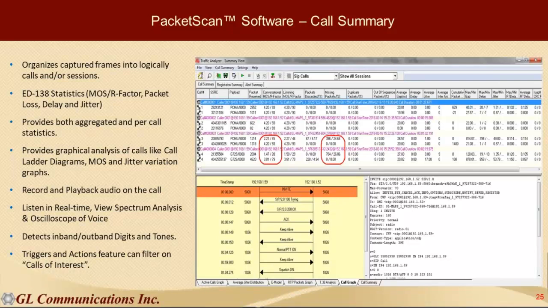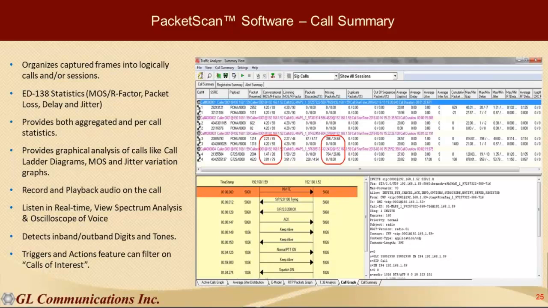And we have a feature called triggers and actions also, which will allow us to define thresholds or filters for the calls, and it can perform certain actions on the filtered calls. For example, I can define a filter to filter calls with low MOS scores, and whenever those kind of calls are filtered, we can send an email notification with audio and trace for that call.